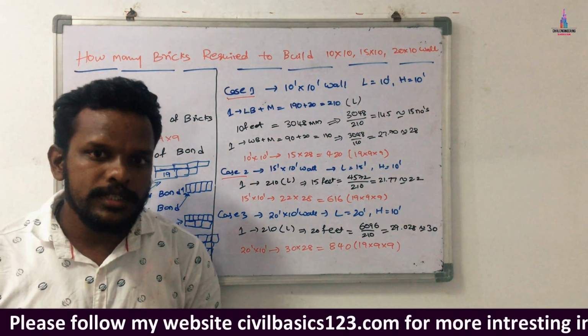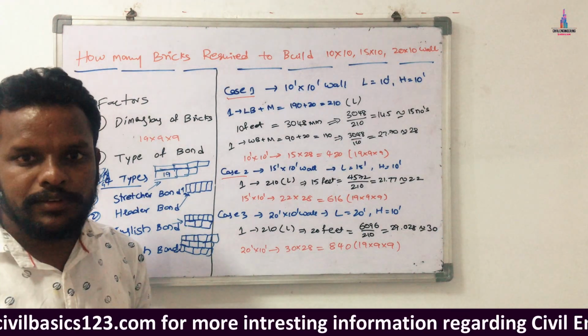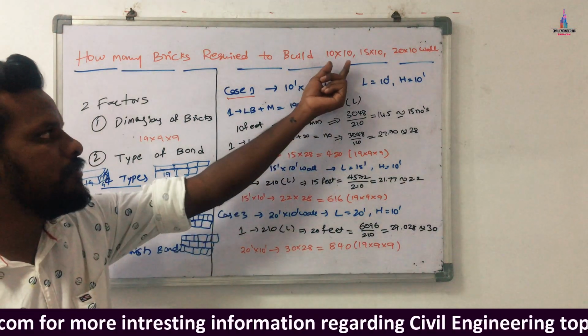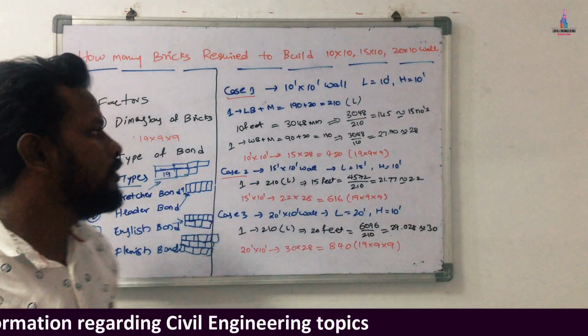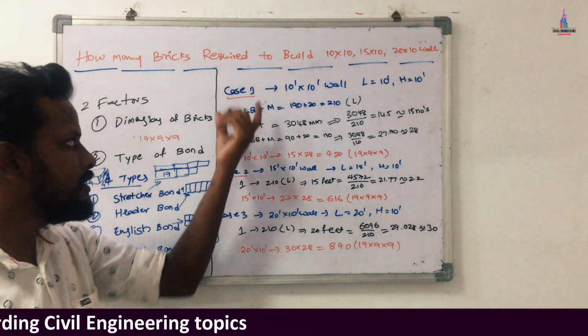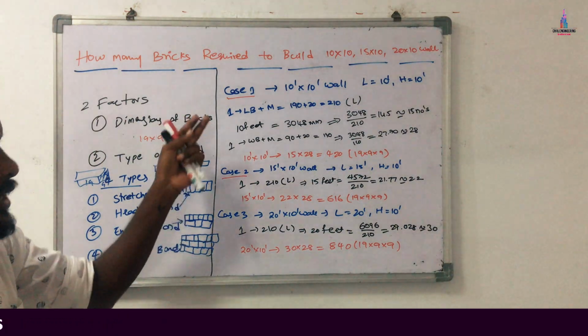Now I will explain how many bricks are required for the construction of a 10 by 10 feet wall, a 15 by 10 feet wall, and a 20 by 10 feet wall. This is the complete calculation part: case 1, case 2, case 3. So I have considered 3 cases.